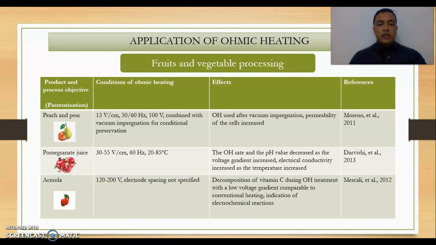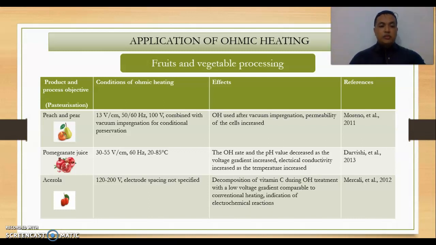So next for the fruits and vegetable processing, the application used was pasteurization, where the product is peach and pear. It used 13 volt per cm, 15 to 60 Hz, 100 volt, combined with vacuum impregnation for conditional preservation, where the effect is that after vacuum impregnation, the permeability of the cell increases.